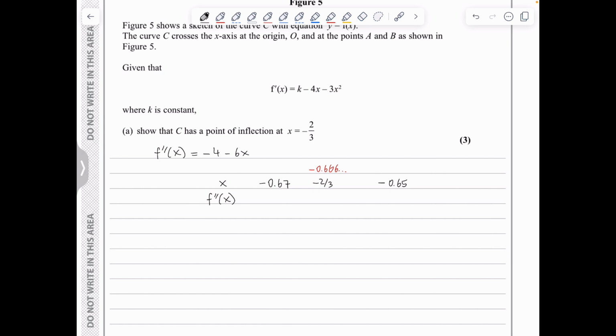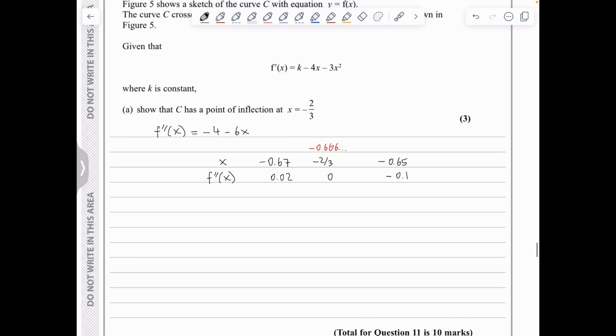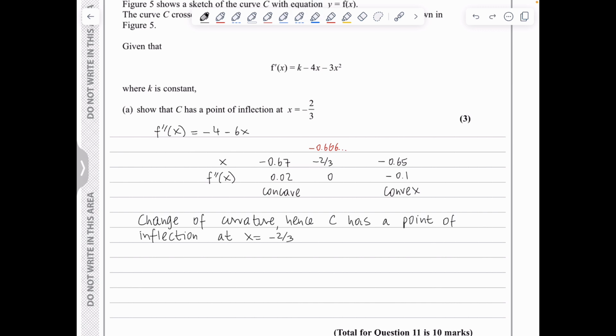Well, at -2/3, if I substitute, I get exactly 0. At -0.67, I get 0.02, and at -0.65, I get -0.1. We know that if f''(x) is positive, then this means that the curve is concave up, whereas if the second derivative is negative, then it's concave down. So we can see there is a change of curvature, and therefore we conclude that there is a point of inflection at x = -2/3.